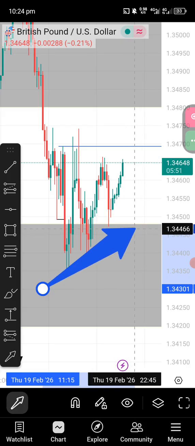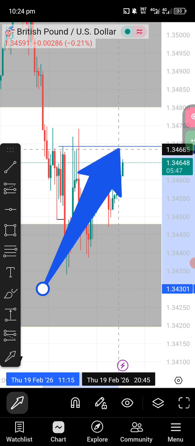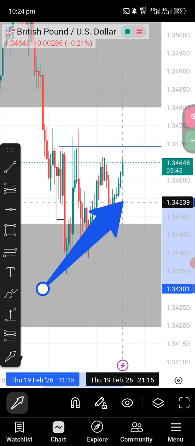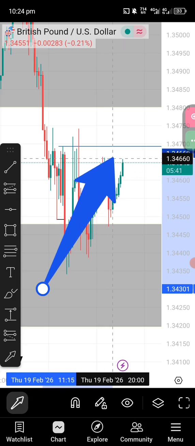Except if you are a scalper, then maybe you can buy at this level here and take your TP at this level here. But if you are a swing trader or a day trader, it will be very unprofessional for you to take this trade at this level here. Do you understand it now?